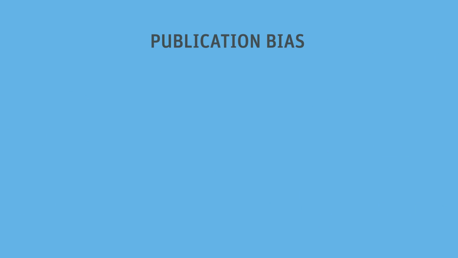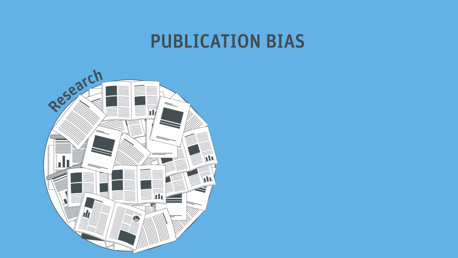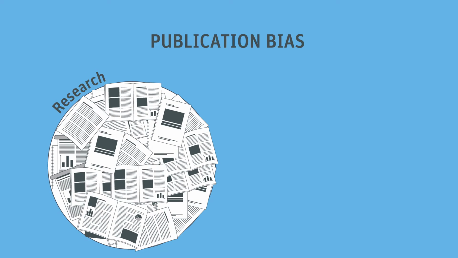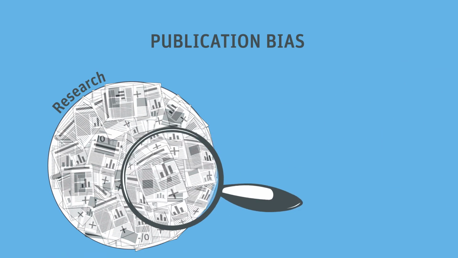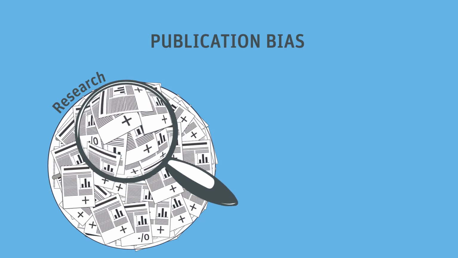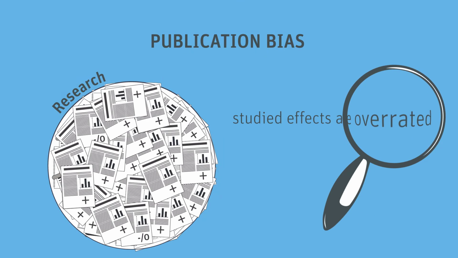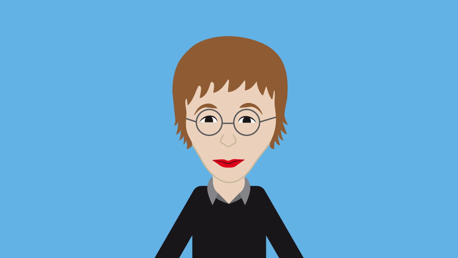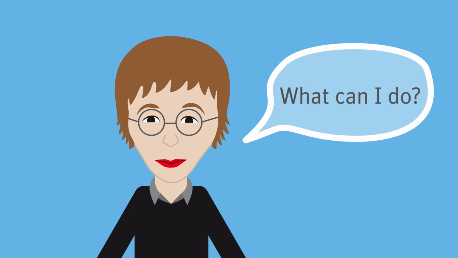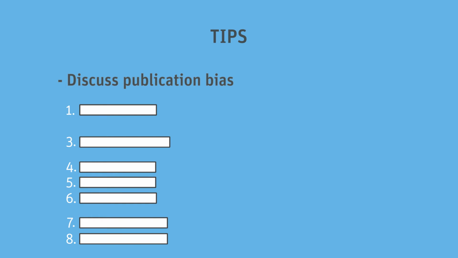As a result of publication bias, published studies are usually not representative of all research already carried out on a subject. This can mean that the studied effects are overrated. Julia asks Miss Müller what she can do about publication bias. Miss Müller recommends mentioning publication bias in her systematic literature review and discussing it.